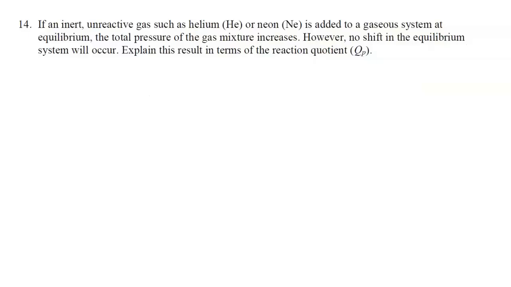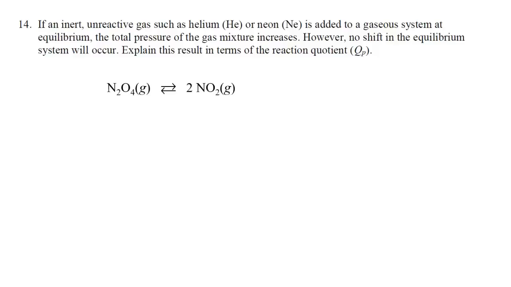All right, now this is question 14, something else to consider about a change in pressure. It says, if an inert, as in unreactive gas, such as helium or neon, is added to a gaseous system at equilibrium, the total pressure of the gas mixture increases. However, no shift in the equilibrium system will occur. Explain this result in terms of the reaction quotient Q or QP.